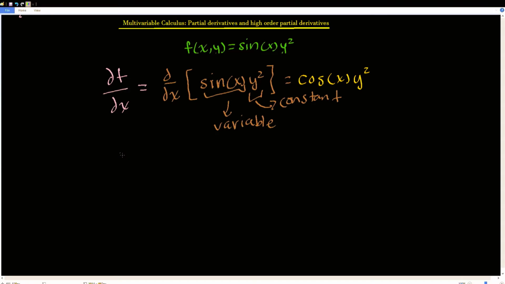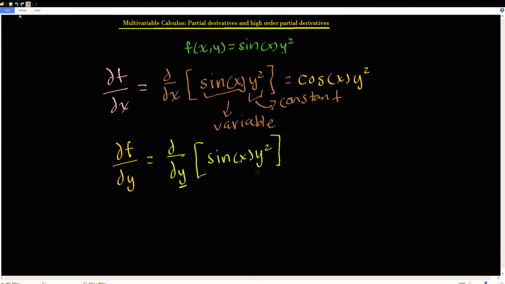And now our next step is to find the partial of f with respect to y. This equals d over dy this time of sine of x times y squared. And now, since we have this y at the bottom here, we treat this as the variable. I'll just do a b to symbolize that, and this is a constant. So now this equals, well, what's the derivative of y squared since that's a variable? That'd be 2y times sine of x because that's a constant.